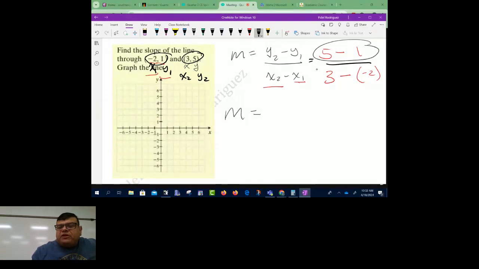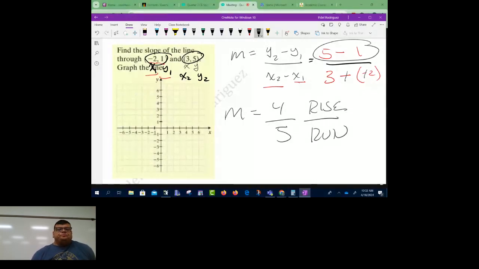Y'all, let's take a look upstairs. 5 minus 1, that's 4. Down here, minus and minus make it plus. So 3 plus 2 is 5. Here, I don't have a negative in my slope, right? So this is what we're going to call the rise over the run.